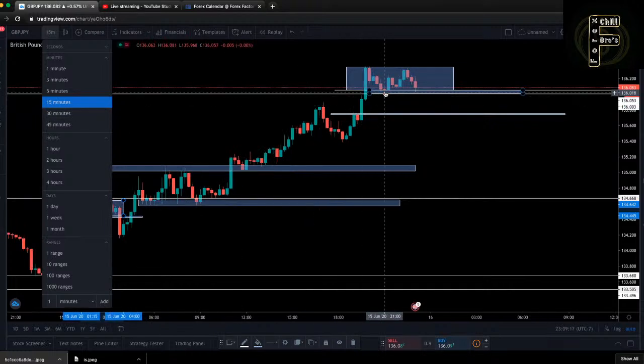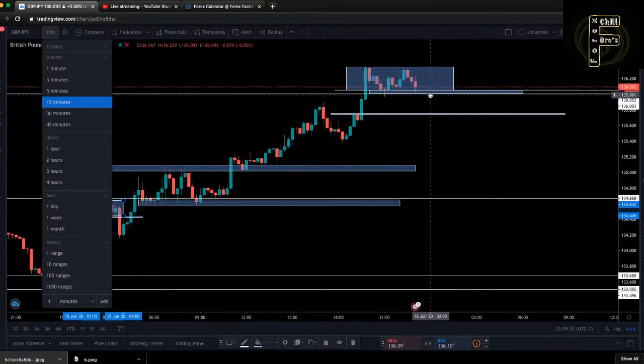If you look, price is actually respecting this support. It hasn't broken the support yet. What I mean by break the support is that it has to close. I need to see it close below this line for me to be convinced that we've broken the support. We need to see price actually close.